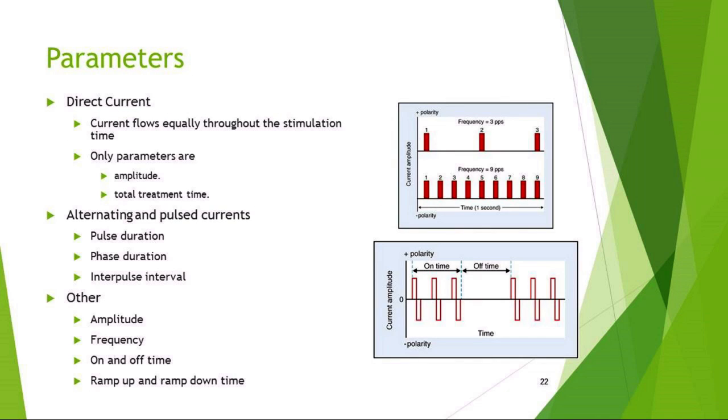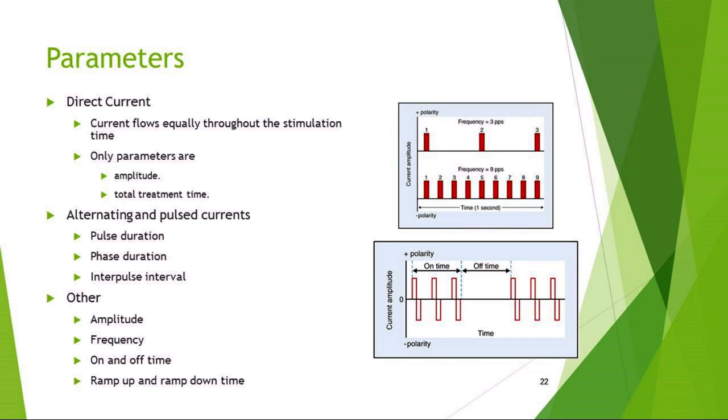So all of these parameters, or most of these parameters, apply in the different types of current. So in direct current, the current flows equally throughout the stimulation. So the only parameters you're going to adjust are amplitude and total treatment time. Because you don't have a pulse, there's no pulse duration. It's just on the whole time, and you don't have interpulse intervals. So you're going to adjust the amplitude and the total treatment time with direct current.